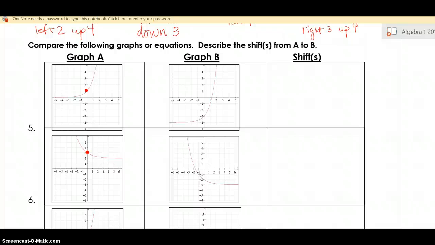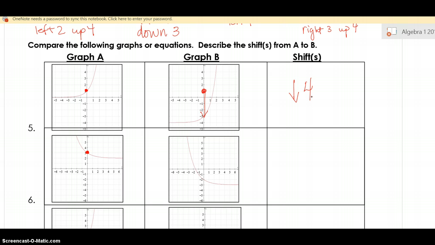Okay? So if we look at number 5 here, our y-intercept starts at 1, and how does it shift? Where does it shift to? It started at 1 and it shifted to -3. So that would be a shift down 4 units, right? Because if you go from +1 to -3, that's actually 4 units.